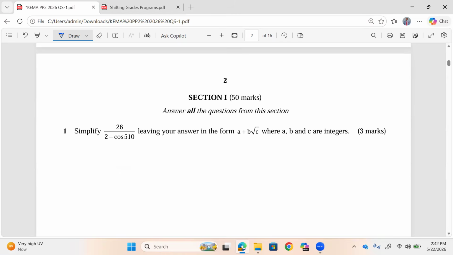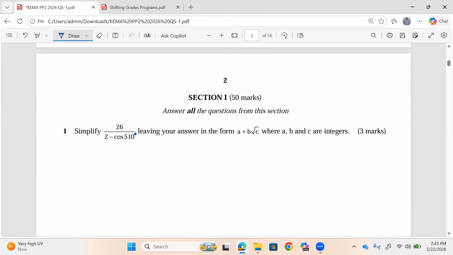So we get to number 1: simplify 26 out of 2 minus the cosine of 510, this should be 510 degrees, leaving your answer in the form a plus b root c, where a, b, and c are integers. Now, what you're supposed to know is that this is surds together with trigonometry. Again, when you look at the size of this angle, this is trigonometry of angles that are greater than 360. So that takes us to trigonometry 2, to be very specific.